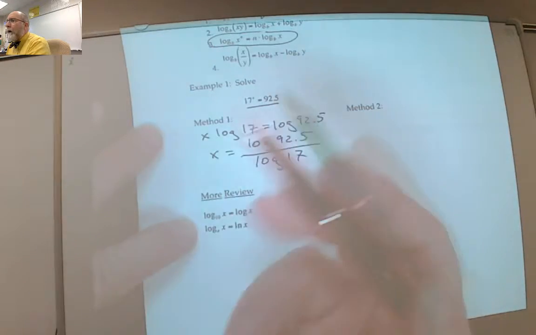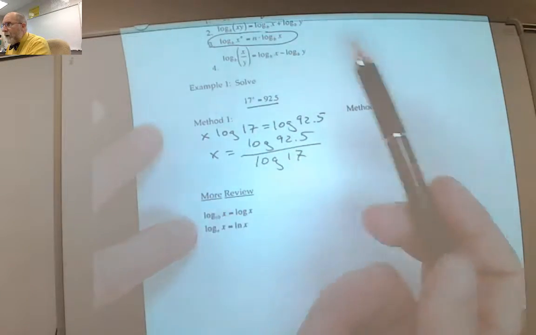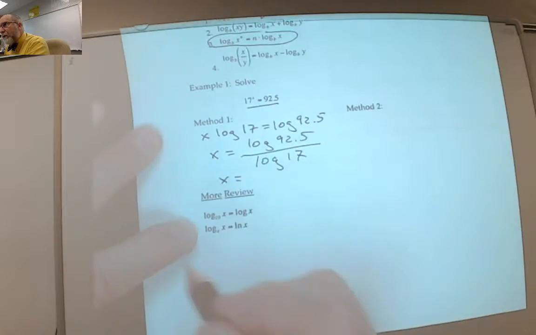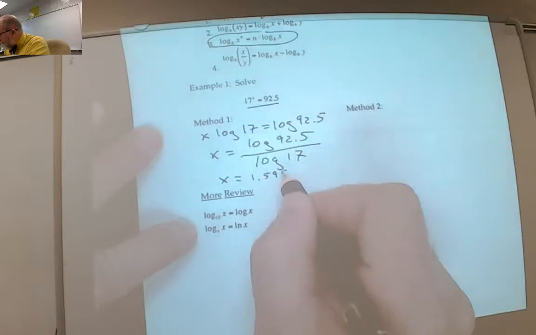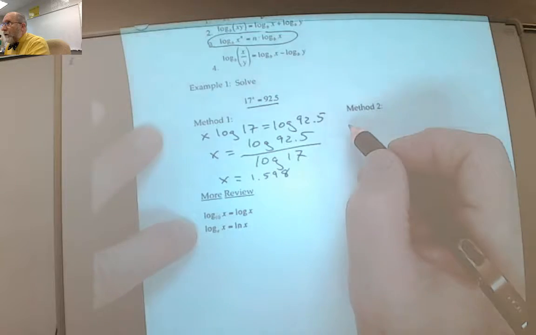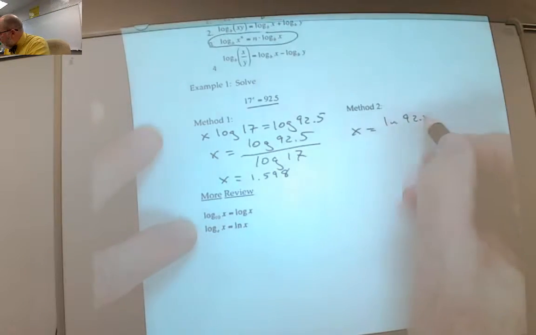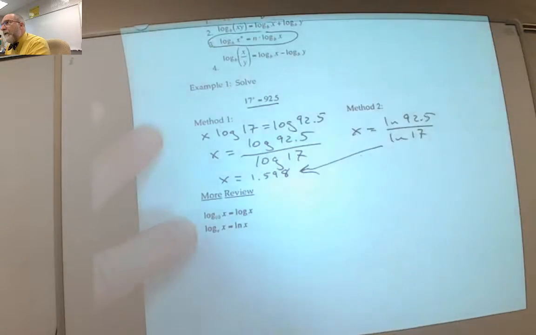Okay, so the only way we can solve for an exponent is by taking the log of both sides. That's what you've got to remember. Did you actually come up with an answer, Nathan? 1.598. Okay, the other method, rather than using the base 10 log, is to use the natural log. So you can take the ln of 92.5 and the ln of 17, and we will get exactly the same answer.